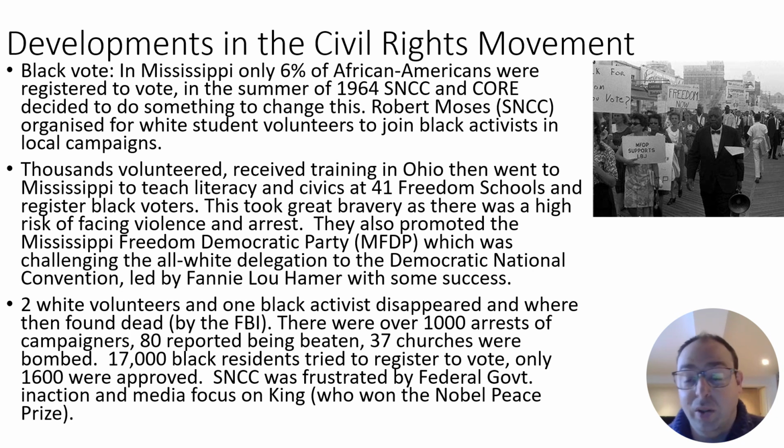There were lots of horrendous events, however. Behind the success, there's the other side of it. Two white volunteers and one black activist disappeared and were later found dead by the FBI following an investigation. There were over 1,000 arrests of campaigners. 80 campaigners reported being beaten. 37 black churches were bombed. 17,000 black residents tried to register to vote, but only 1,600 were approved.